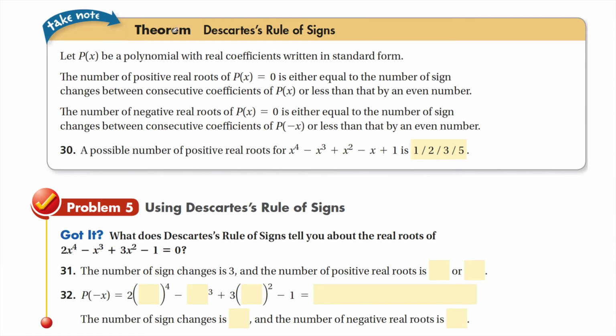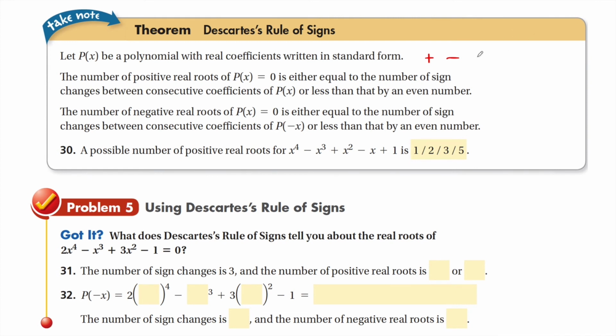And let's talk about the last theorem of this lesson, Descartes' rule of signs. Let p of x be a polynomial with real coefficients written in standard form. The number of positive real roots of p of x, or the polynomial, is either equal to the number of sign changes, so essentially going from a positive to a negative, between consecutive coefficients, or it's going to end up being less than that by an even number.